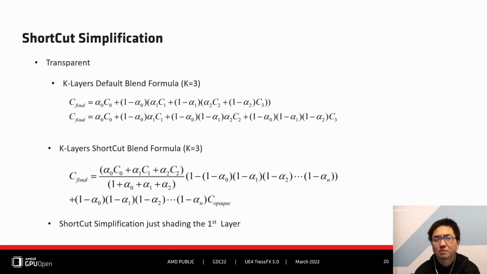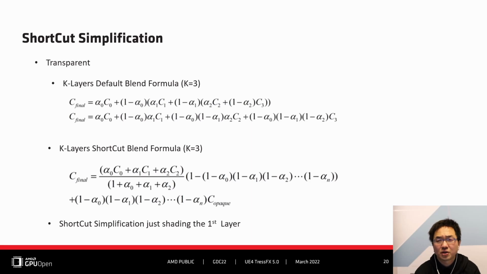As for shortcut simplification, let's look at the difference between the default blend formula and the shortcut blend formula. The default blend formula is easy to understand, but it needs to sort all the fragments for each pixel. Our shortcut is order independent. It has 2 main passes. The first main pass generates a texture 2D array, depth info, and translucency info. The other main pass implements lighting and shading for fragments and accumulates to the render target.